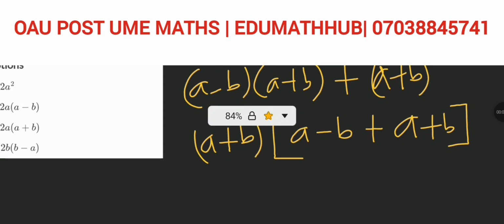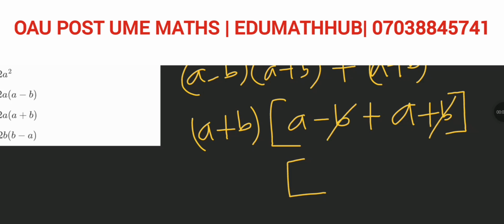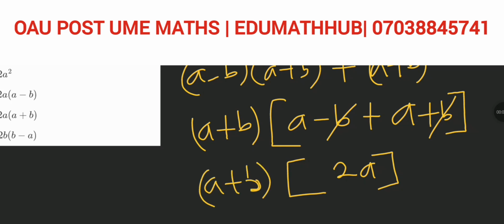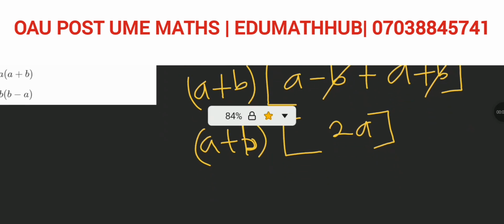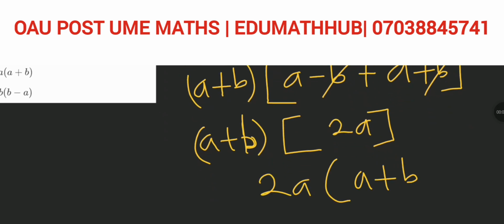Then from here you can simplify what is in the square brackets. So if you do that, minus b plus b will give you 0. Okay, so a plus a will give you 2a. So here will be 2a. Then what we have in front is a plus b originally. So all this is the same thing as writing 2a times (a plus b). So this is the final answer. So let's check it out in option C.